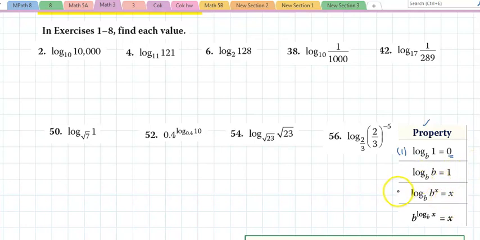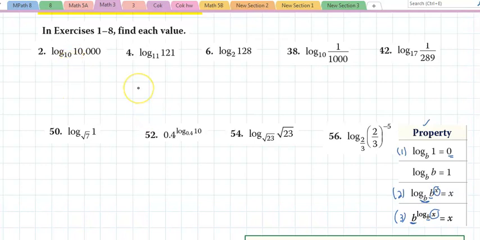Property 2: if you have a log of an exponential, this is called function composition. If the base of the log and the base of the exponential match, they undo each other. If you have an exponential function, a number raised to a power, and the base of the exponential and the power happen to be a log with the same base, they undo each other as well. You're left with just the argument, here just the power.